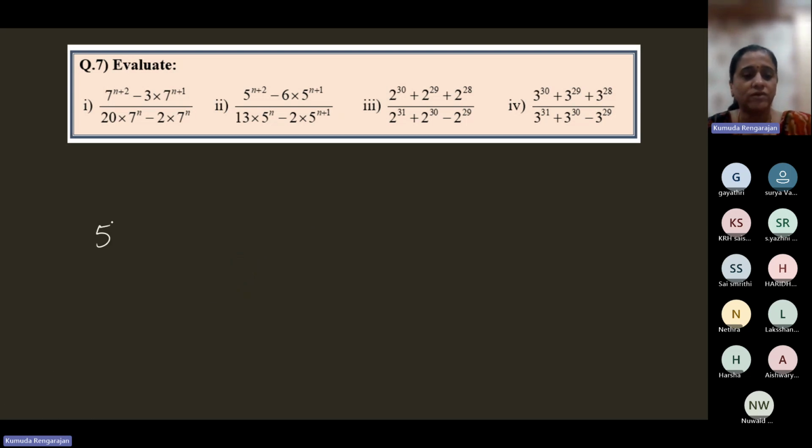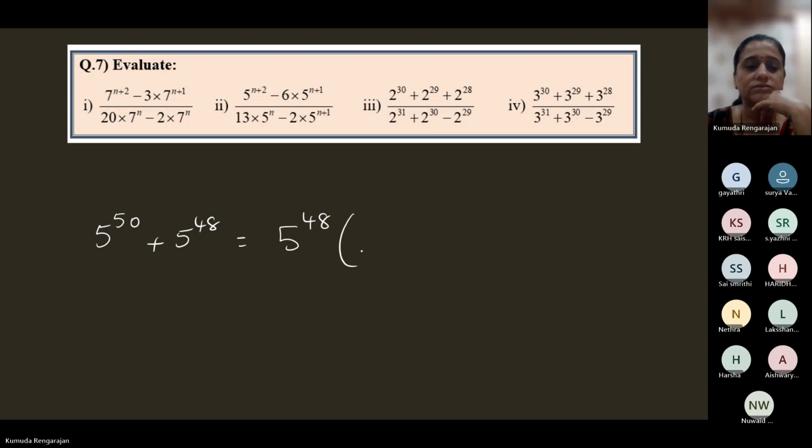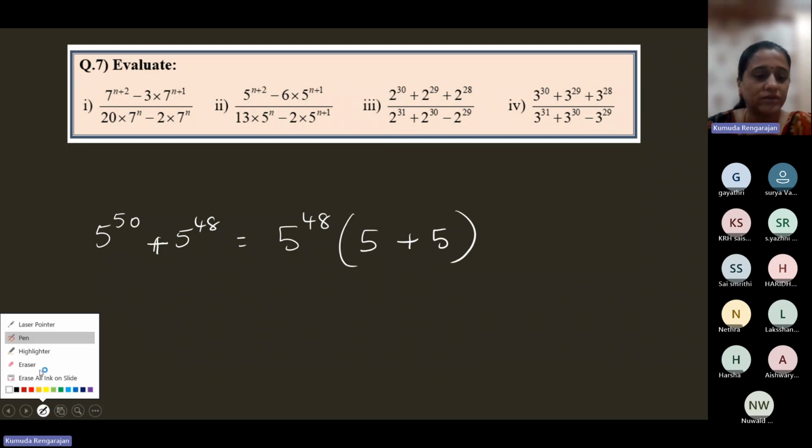So how do you simplify? If you have 5 to the power 50 plus 5 to the power 48, what do you do? Take out common. You can take out 5 to the power 50 common or 5 to the power 48 common. Supposing we take the least power common, 5 to the power 48 common. Open bracket. In such cases, you will write the same base. You will only write a different power. Now 5 to the power 48.